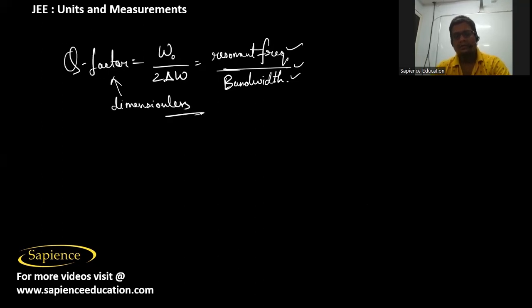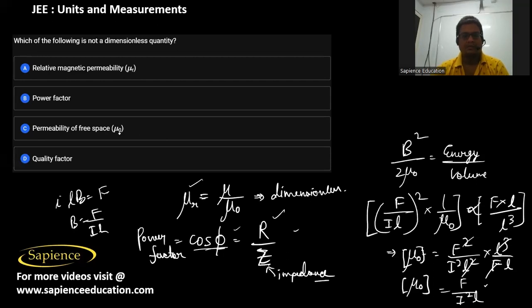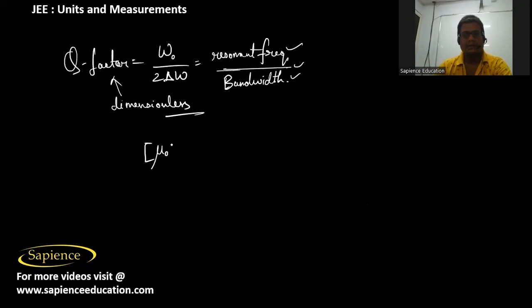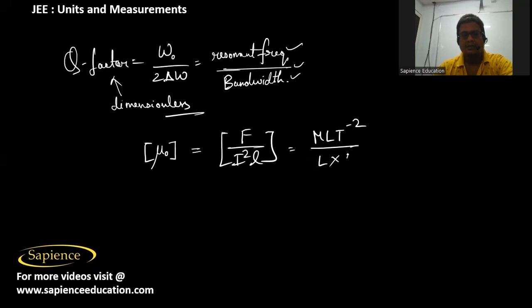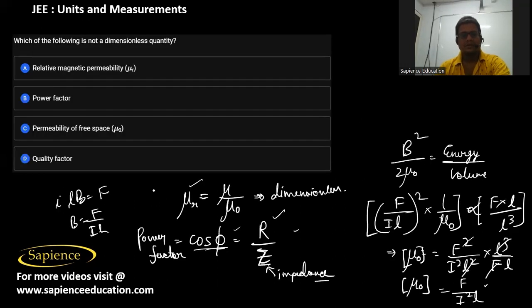So hence only the permeability of free space is not dimensionless. The dimensional formula for permeability of free space is equal to the dimensional formula for F by I squared L. So F is the force, which is M L T power minus 2, divided by length into I squared. I squared means A squared. So this will be M L A power minus 2 T power minus 2. So hence option C is the correct answer.